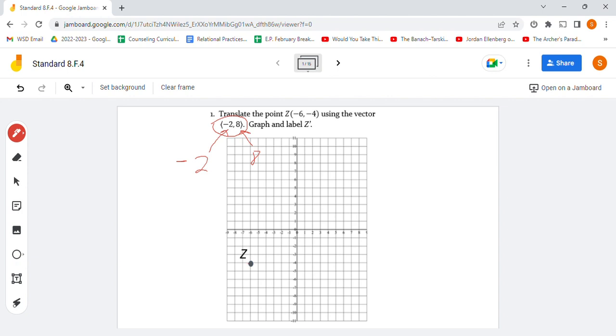If I do that, I go 2 to the left and 1, 2, 3, 4, 5, 6, 7, 8 up. There's our new point right there. We're going to label it Z prime. And we're done for that one.